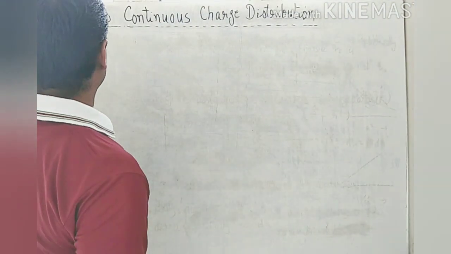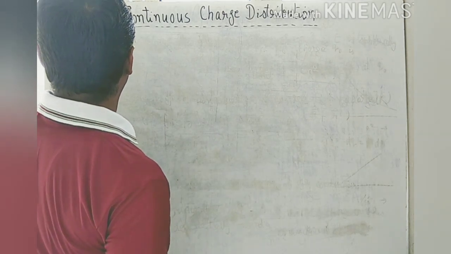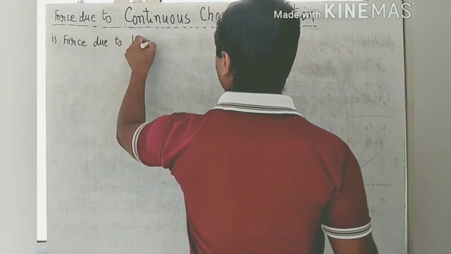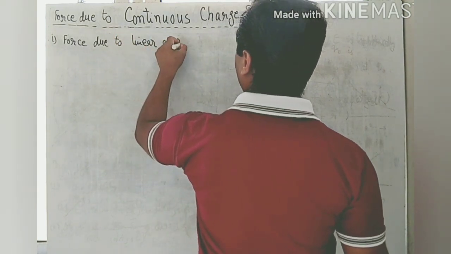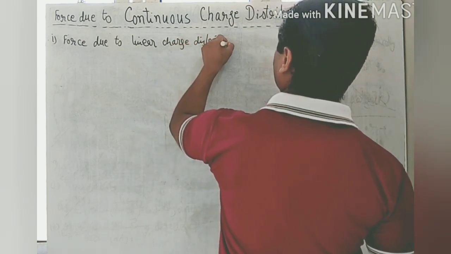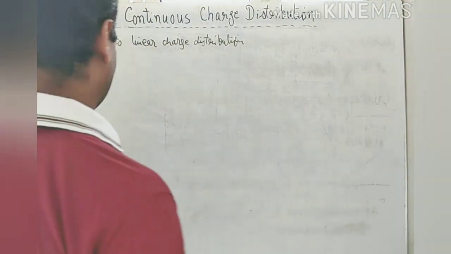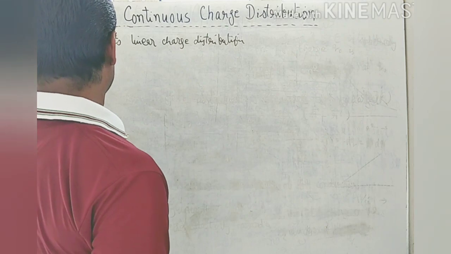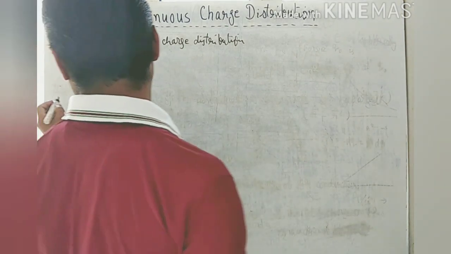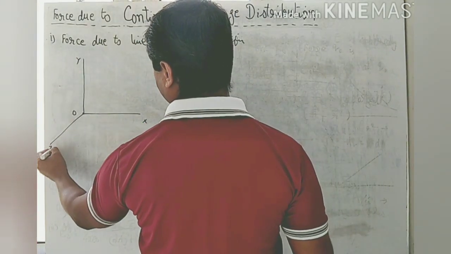Okay, so let's first have force due to linear charge distribution. Now to have that, let's first have a diagram. Suppose this is our coordinate system and this is the origin. These are x, y, z axis.